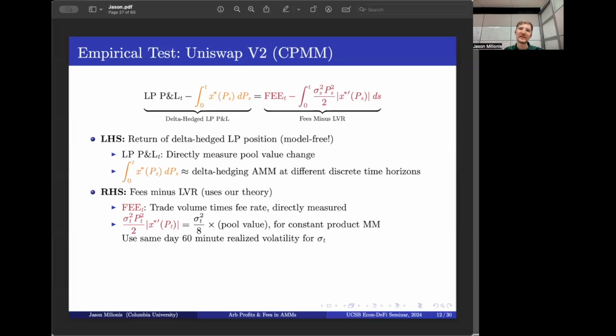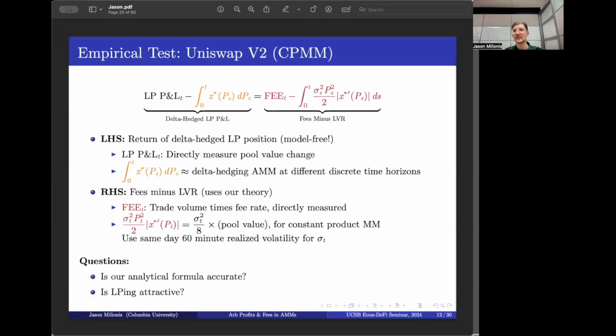So for the fees, you can directly measure how much trade volume you have on the exchange, and you can multiply that by the fee rate to obtain what this fee income stream is. And as for the constant product market maker, we have the sigma squared over 8 expression. If you use the same day 60-minute realized volatility for your volatility prediction, and you multiply that by the pool value, then you can measure exactly what the LVR of the pool at that instant was.